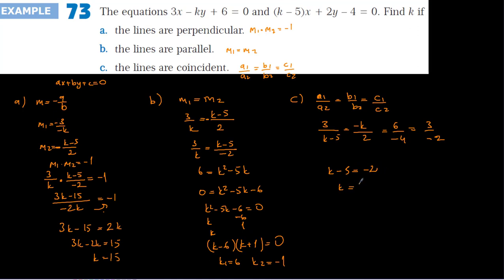K is equal to 3 we are going to find, and then actually it's going to satisfy the second one. So we are going to say that in the C1, K is equal to 3. Again I'm repeating 6 over minus 4, since it is equal to 3 over minus 2, and these two should be equal to each other. That's why 3 and 3, if they are equal to each other, K minus 5 should be equal to minus 2. Then I solve the equation here, K is equal to 3.